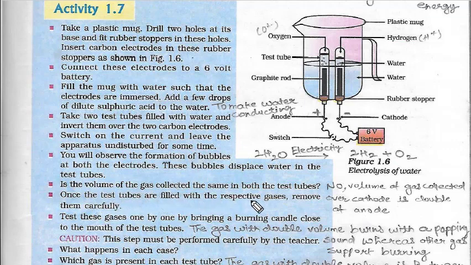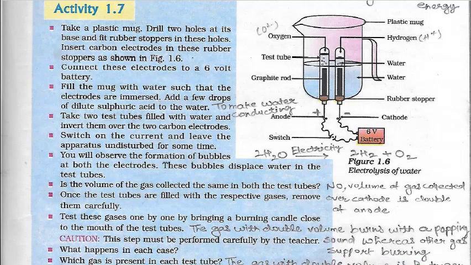Once the test tubes are filled with the respective gases, remove them carefully. Now we will remove these test tubes. Test the gases one by one by bringing a candle close to the mouth of the test tube. The gas with double volume, which is our hydrogen gas, burns with a popping sound. We all know this is the test for hydrogen. Whereas when we bring the burning candle near the oxygen gas, the size of the flame increases. Why? Because oxygen supports burning.